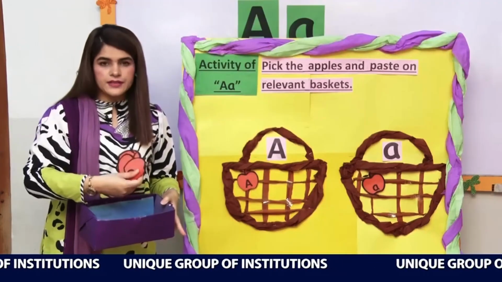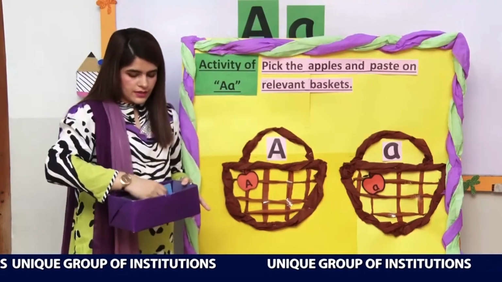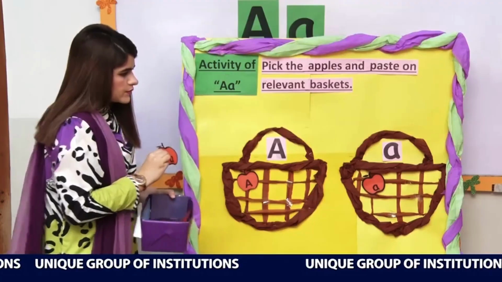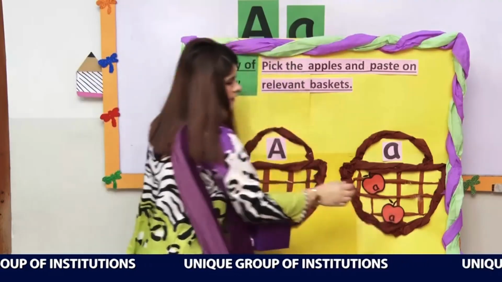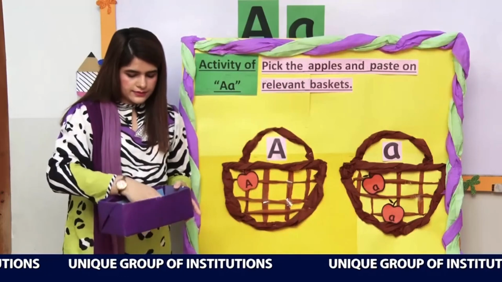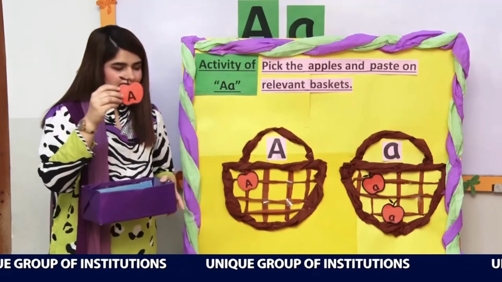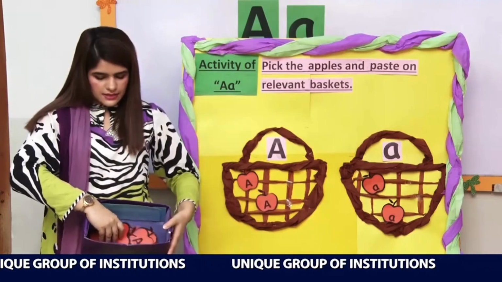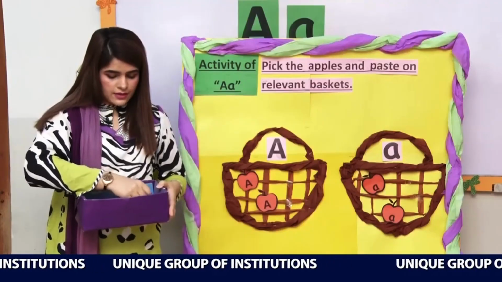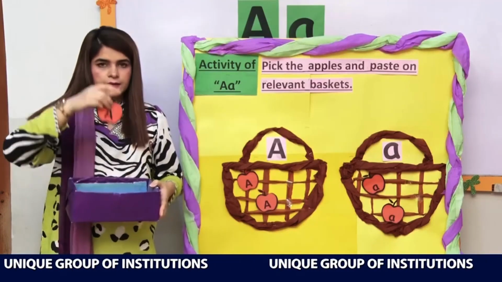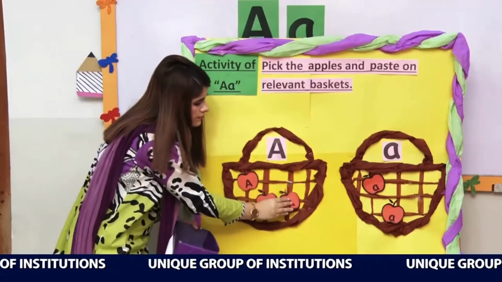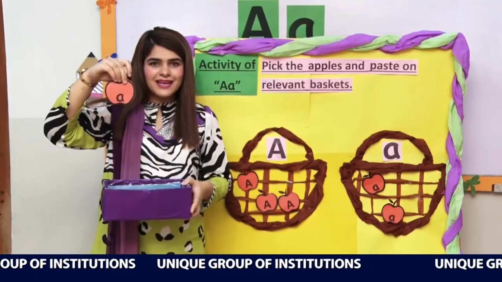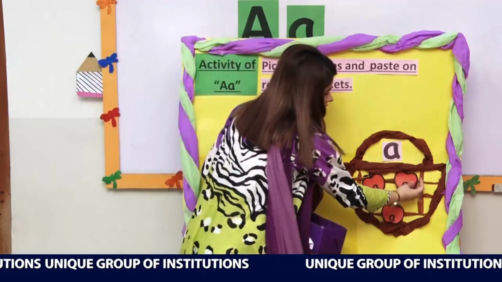Then because we have so many apples, let's fill this basket nicely. So going again, I am having another small a. So I am going to paste it on this basket. Then I am having this capital A, and we're going to put this here. Then you can see in the basket I have so many apples left. So again we are having a capital A. So paste it here. Then I have small a in my hand. We are going to paste this here.